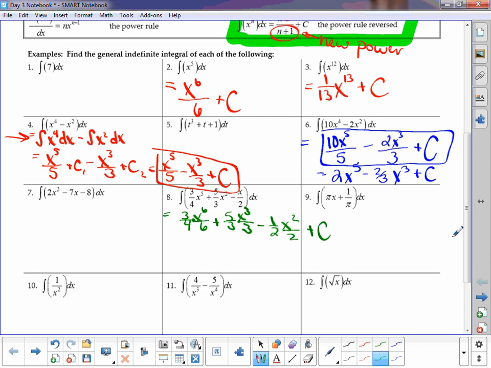Why not do one with pi? We should have our answer. Should be that.